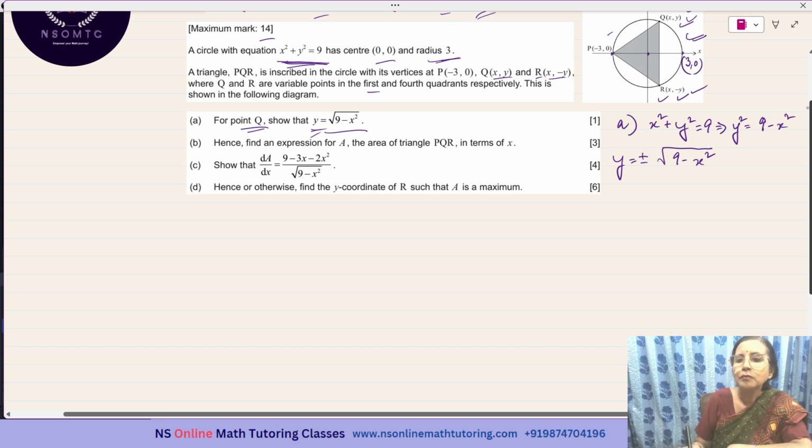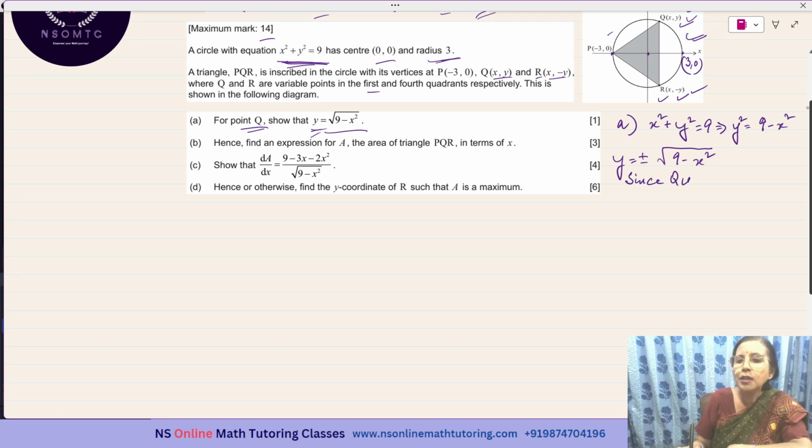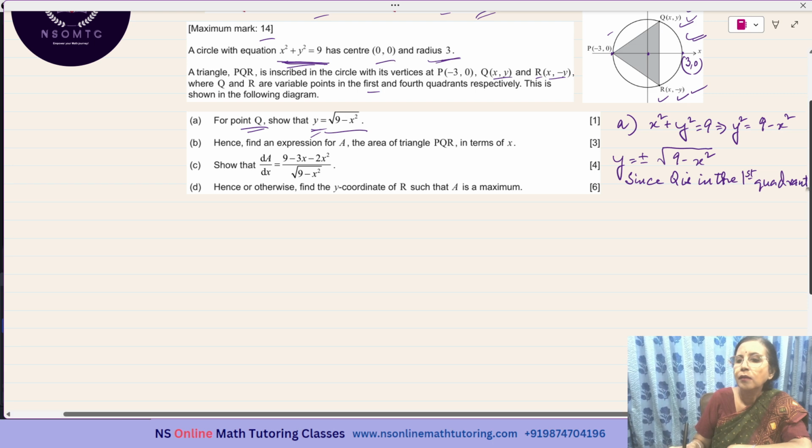So since Q is in the first quadrant, therefore y is equal to the square root of 9 minus x squared. Shown.